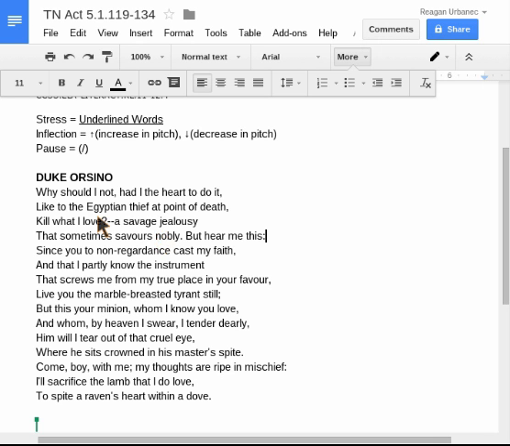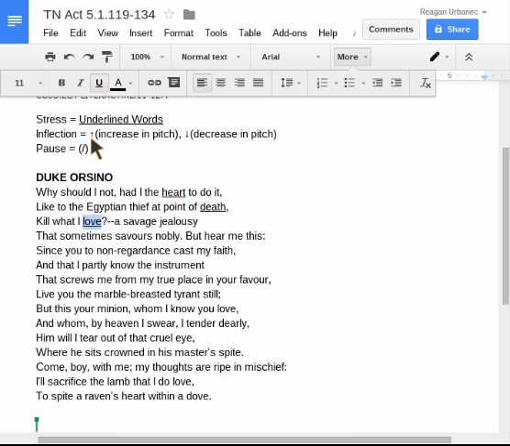So let's look at the first line. "Why should I not, had I the heart to do it?" I just naturally want to underline heart. "Like the Egyptian thief at point of death, kill what I love." Well, death to me just always wants to be underlined. All right, and then "kill what I love." Now, when I say it, I want to stress kill, but because I like the symbolism of heart, death, love, I'm going to emphasize love.